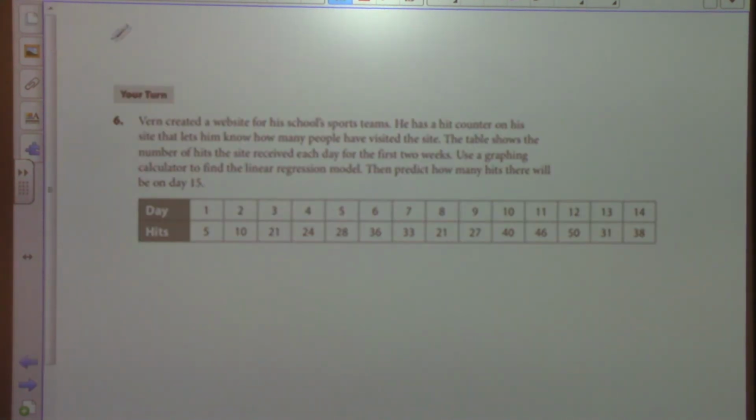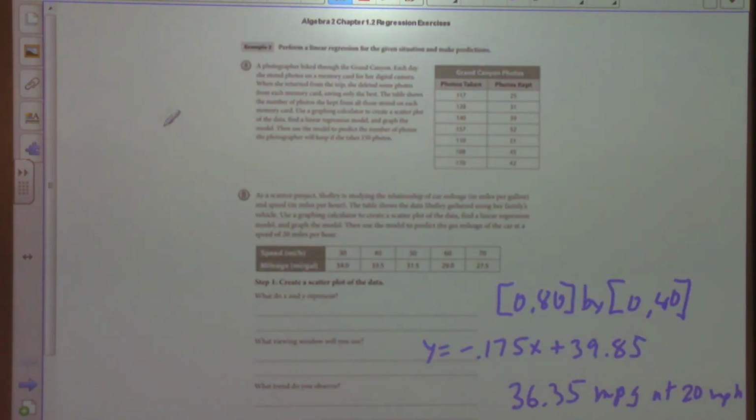Then the last one here is this one. What was it? Viewing window. Yeah, viewing window. This is the viewing window I picked out. Now I don't know if that's what you had. You may not have necessarily had the same viewing window. You're just building a window for your own convenience.